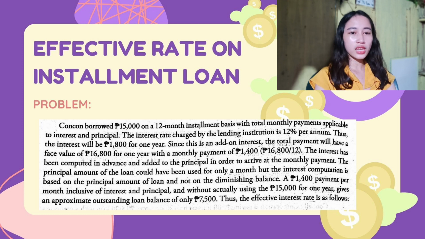So we get the 1,400. The interest has been computed in advance and added to the principal in order to arrive at the monthly payment. The principal amount of the loan could have been used for only a month, but the interest computation is based on the principal amount of the loan and not on a diminishing balance. A 1,400 payment per month inclusive of interest and principal, without actually using the 15,000 for 1 year, gives an approximate outstanding loan balance of only 7,400. Thus, the effective interest rate is as follows.